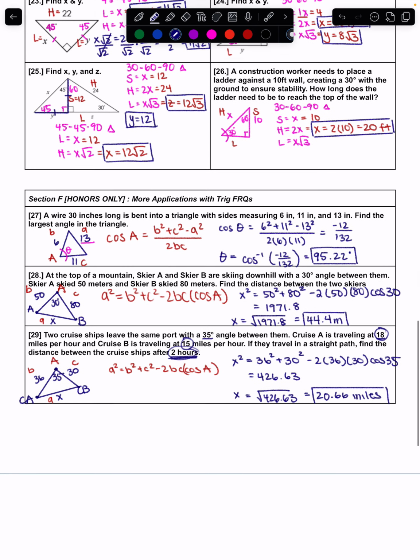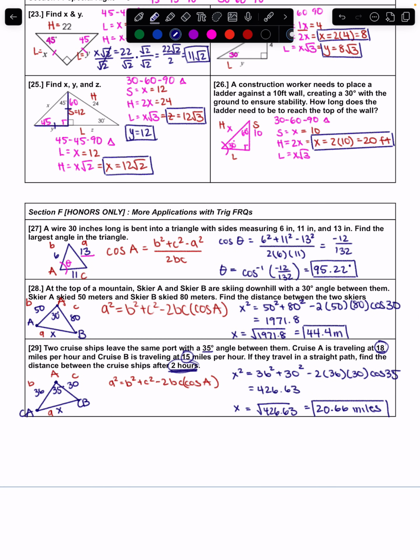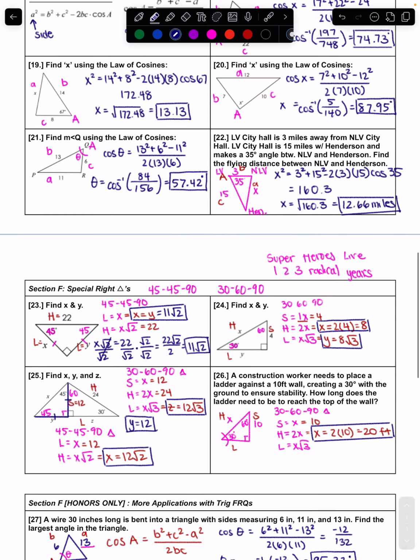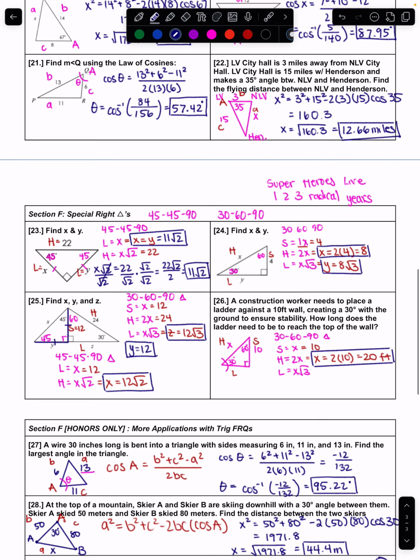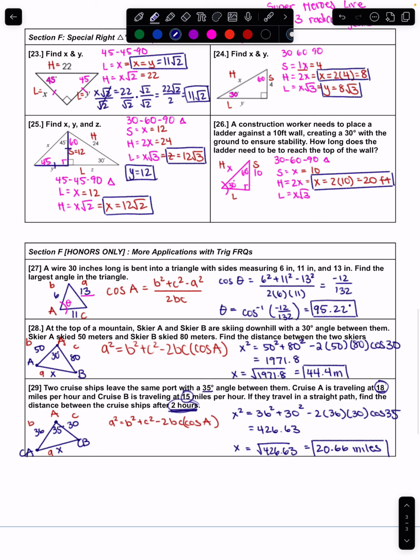All right, so the big takeaway for section F is it's okay to go back to earlier sections of your exam, particularly section E in this case, for the equations that you could use. So remember the one that has the cosine, we use that for the angles, and the one that starts with a squared, we use that if you are missing a particular side. All right, so that is section F of your trigonometry exam.